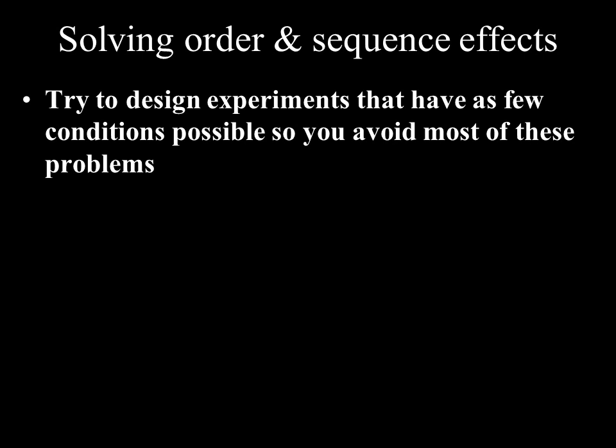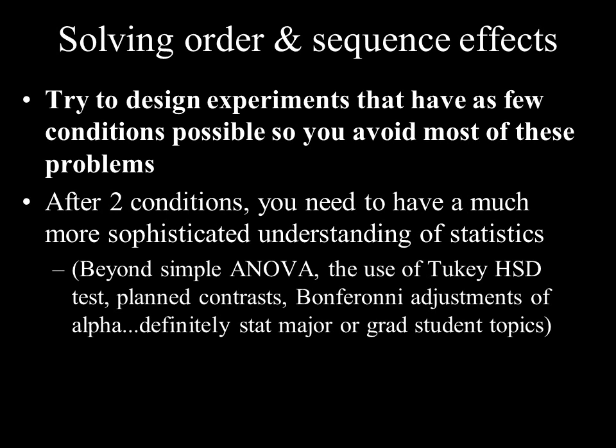Another reason why it's better to keep it simple is that when you get above two conditions in an experiment, it requires additional knowledge about statistics. If you ever took statistics, you remember something called Tukey's honestly significant difference test or multiple comparison tests. These are tests that are required when you have more than two groups. So it's always best to stick to two. It makes things a little easier. As I said, if you go beyond two, you're going to need a more sophisticated understanding of statistics, which is great. You should understand statistics better, but understand that you're going to have to consult either someone who knows statistics really well or a book that describes it really well.